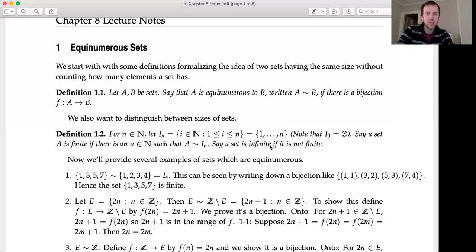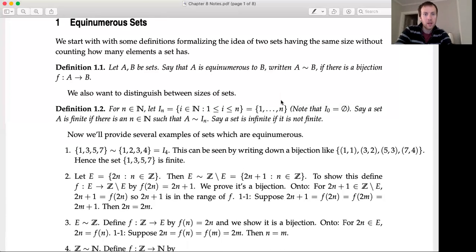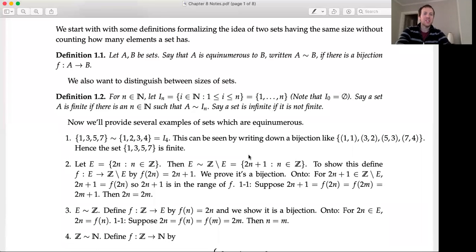So before we get into really talking about infinite and finite, let's just look at some examples of sets which are equinumerous. Like I said, in the finite case, things are as we would expect. If we take the set {1, 3, 5, 7}, that is equinumerous to {1, 2, 3, 4}. This is an example of one of these I's. {1, 2, 3, 4} is the set I sub 4.